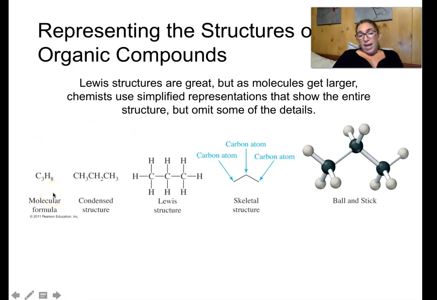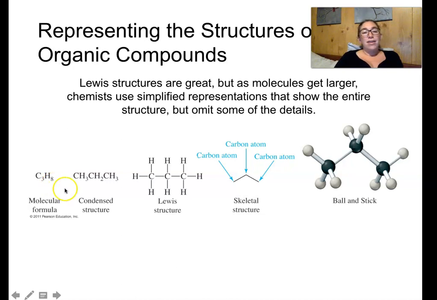So the simplest way is to just show the molecular formula. Now this only gives us a very small amount of information. It tells us how many carbons and hydrogens there are, but it doesn't tell us necessarily how they're connected. It might tell us whether it's a straight chain versus a cycloalkane. In fact, this one here, C3H8, would that be a straight chain or a cycloalkane? Hopefully you said straight chain because it matches that CnH2n+2 formula. Right?